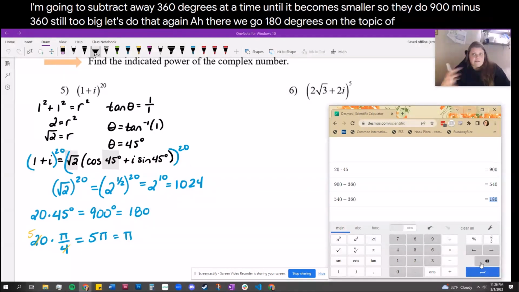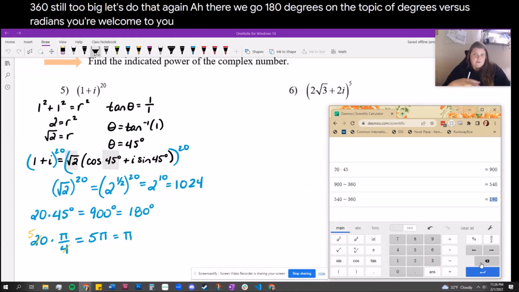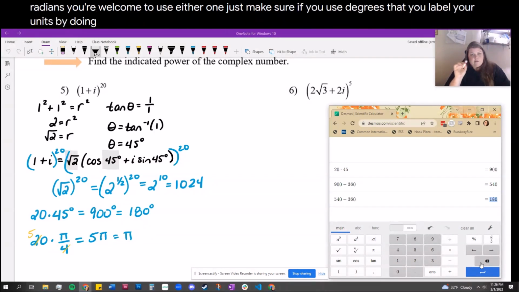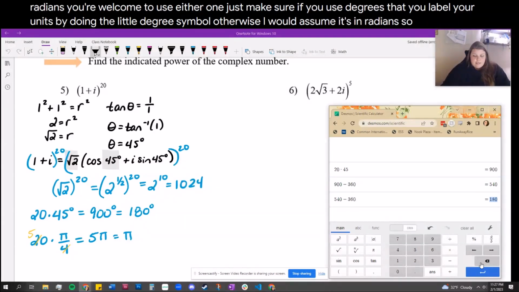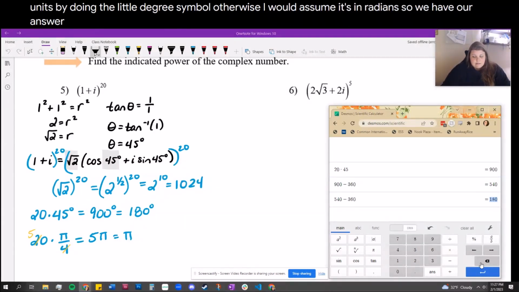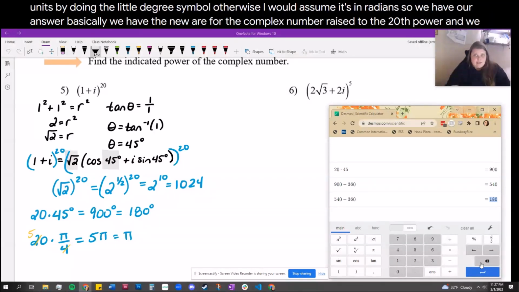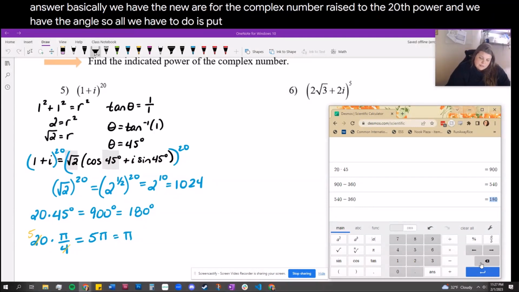On the topic of degrees versus radians, you're welcome to use either one. Just make sure if you use degrees that you label your units by doing the little degree symbol. Otherwise, I would assume it's in radians. So we have our answer. Basically, we have the new r for the complex number raised to the 20th power, and we have the angle. So all we have to do is put this into polar form.